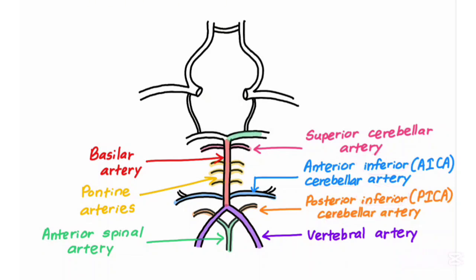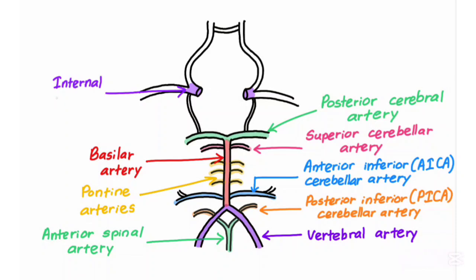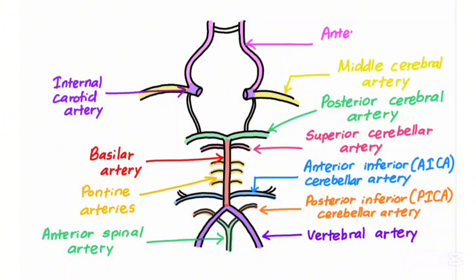The basilar artery terminates by dividing into right and left posterior cerebral arteries, not cerebellar. And this is the internal carotid artery, which enters the cranium through the carotid canal, and it terminates by dividing into the middle cerebral artery and anterior cerebral artery. Just like earlier, there are three cerebral arteries also, and these are cerebellar arteries.